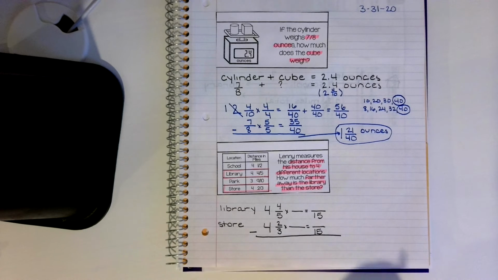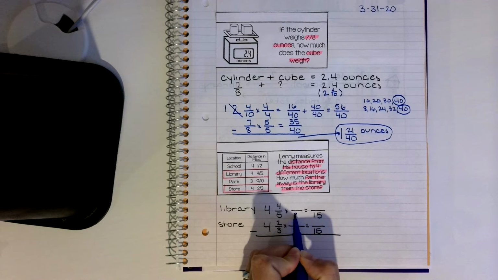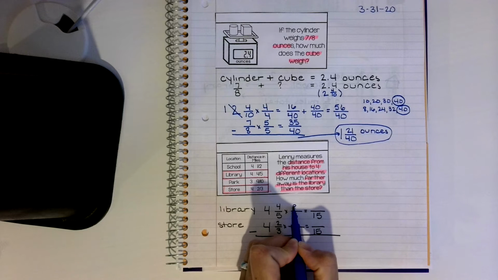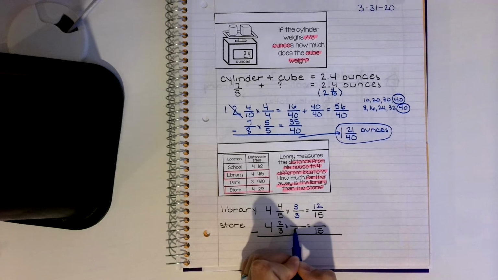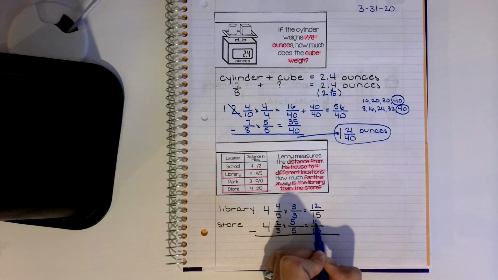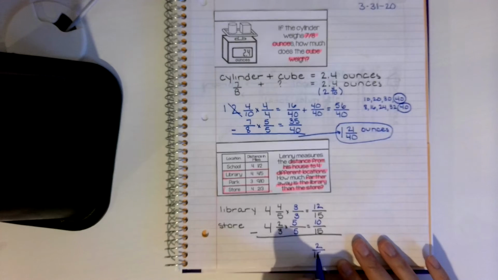Then when you came down here, Lenny measures the distance from his house to 4 different locations. How much farther away is the library than the store? Well, the library is 4 4/5 away. The store is 4 2/3 away. So we need to change them to common denominators so that we can subtract them, because we're trying to find the difference between the two. 5 times what gives you 15? 3. 3 times 4 is 12. 3 times what gives you 15? 5. 5 times 2 is 10. 12 minus 10 is 2. And your denominator stays the same, 15ths.